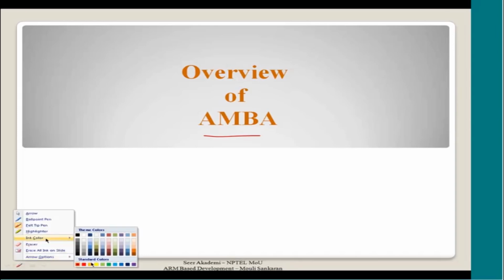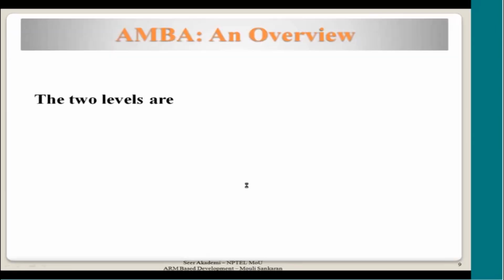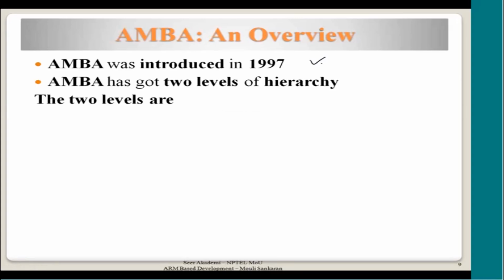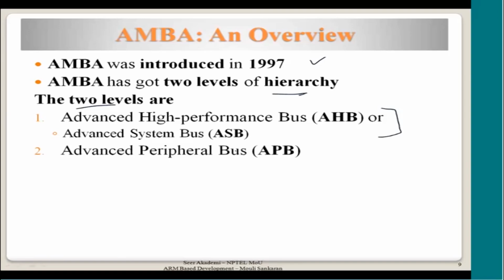Okay, let us look at some more details about AMBA. It was introduced in 1997. AMBA has got 2 levels of hierarchy, I have already told you this. One is the Advanced High performance Bus, or AHB. Another one is the Advanced Peripheral Bus.